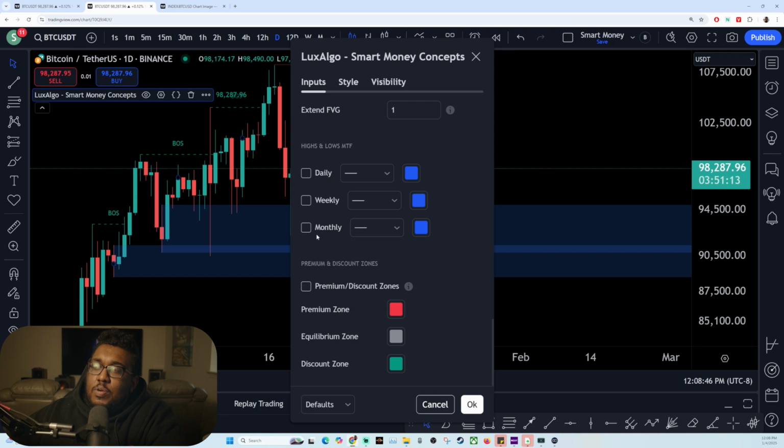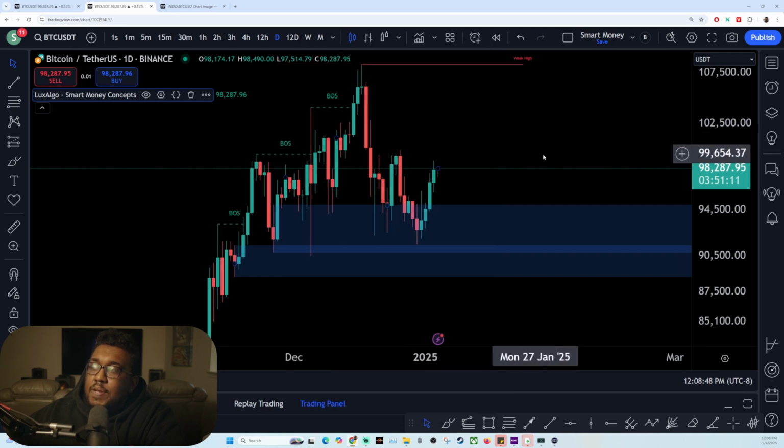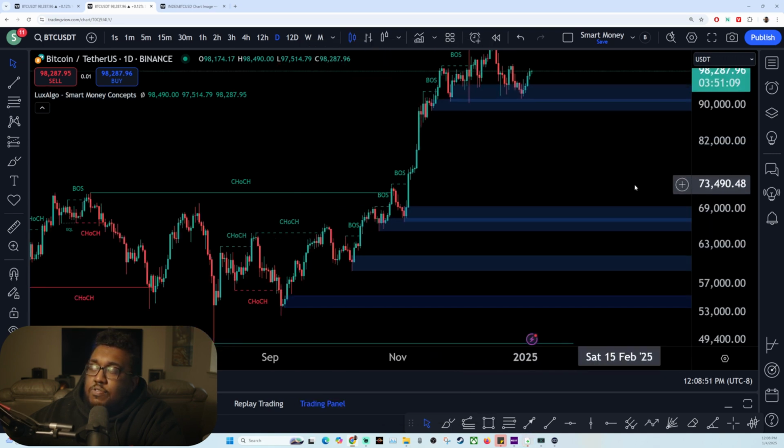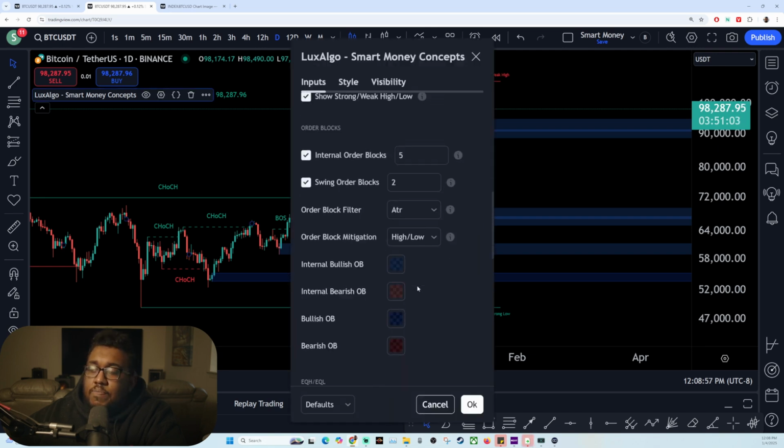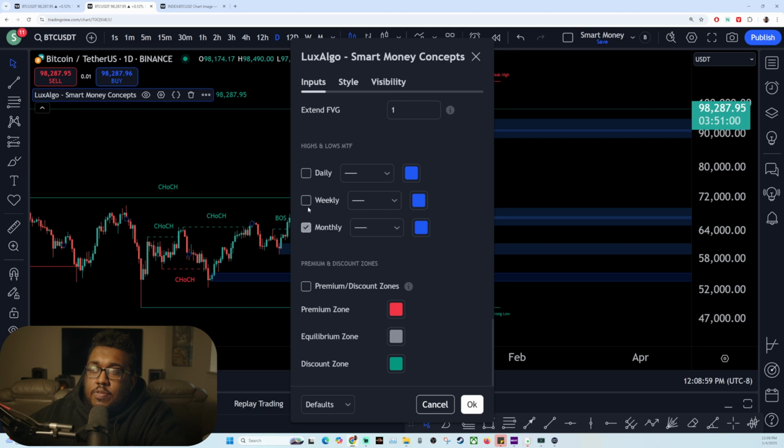Next up, you have daily, weekly, monthly, highs and lows. This basically will just put a little bit of a line on your screen, and it'll just show you, hey, this was the monthly low, this was the monthly high, this was the daily low, daily high, weekly low. And all those are just levels of support and resistance you guys might want to keep track of.